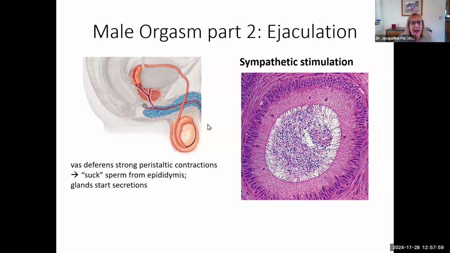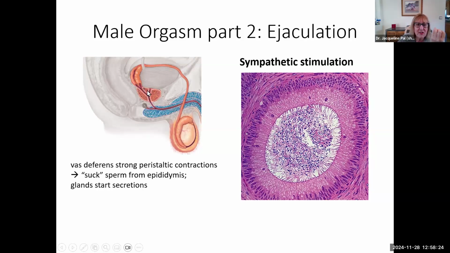So the vas deferens, when it contracts, is going to have peristalsis, just like you had in your digestive system and your urinary system. Well, guess what? The male reproductive tract has peristalsis too. And peristalsis in the vas deferens is very strong, so strong, in fact, that it's going to be sucking the sperm out of the epididymis.